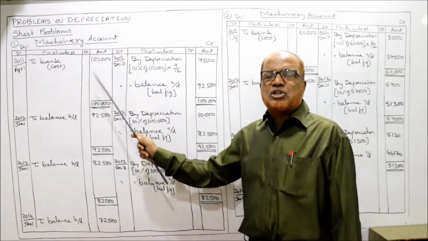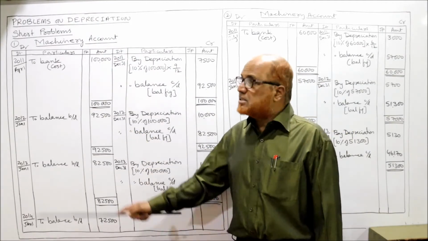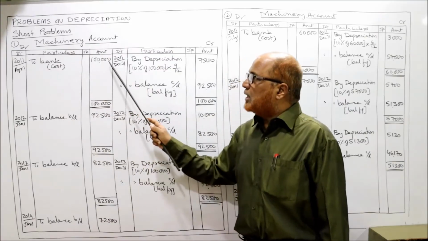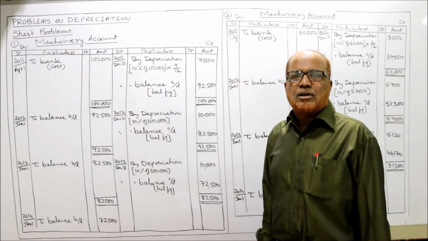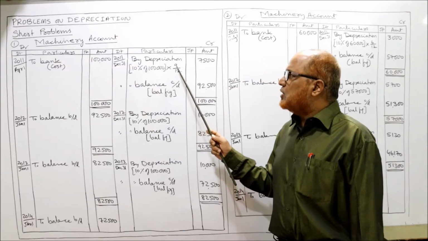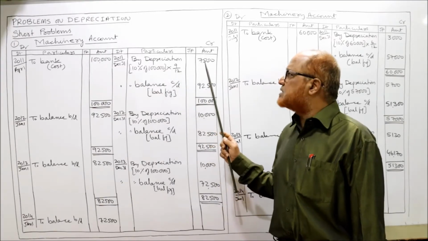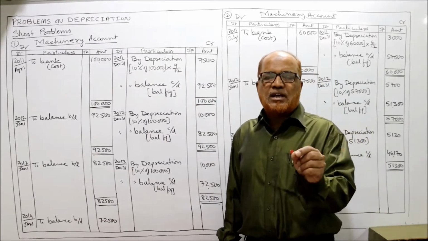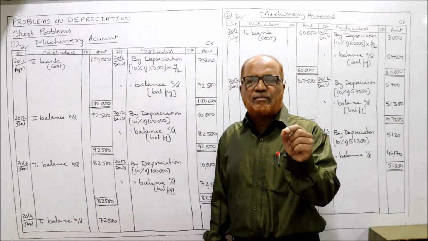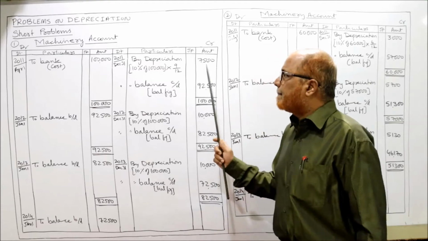Here in the first year, the machine is used only for 9 months, from April 1 to 31st December. So we multiply 10,000 into 9 by 12, and you will get 7,500. So first year depreciation will be only 7,500 for 9 months.